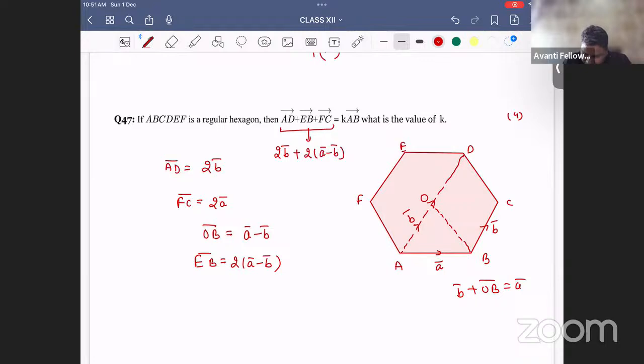And FC is 2 vector A. So it became 4 vector A. That is 4 times AB vector. So your K is what? 4. Correct?